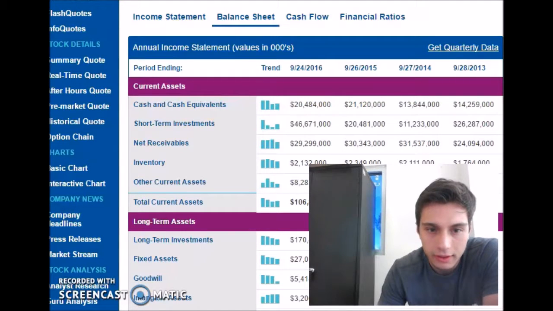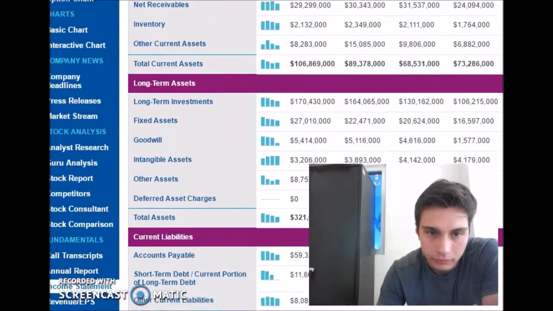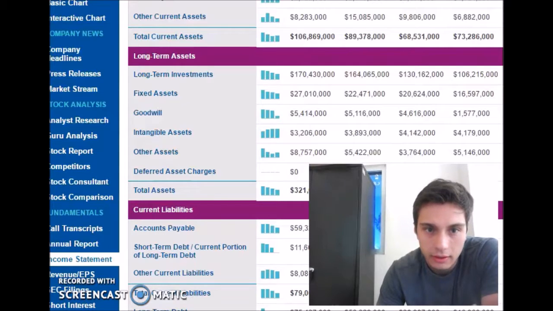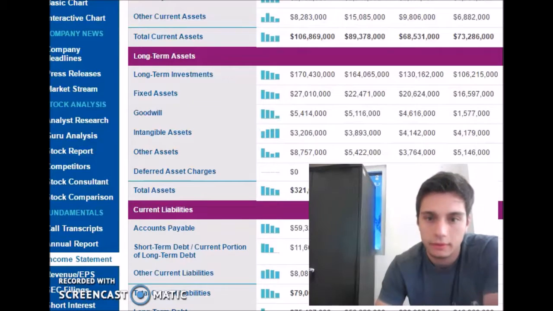The total current assets are $106 million, and that's like $20 million more than last year. Then we have the long-term assets. Long-term investments are $170 million, and that's way more than last year. Then we have the fixed assets. That's $27 million, $5 million higher than last year's.